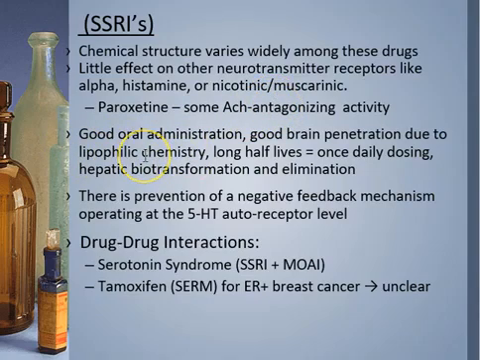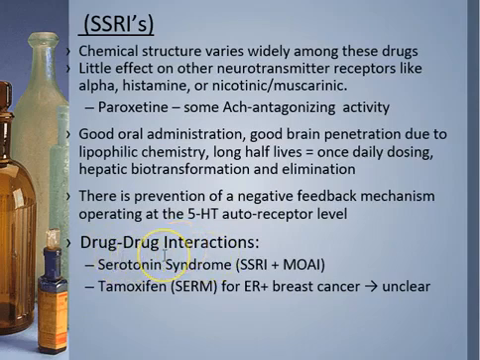But as a group, they offer good oral administration. They offer really good brain penetrance. So they get across the blood-brain barrier because most of their chemistry is lipophilic in nature. They do have long half-lives, and that lends itself to once daily dosing, which is really important for these patients as well. And there is a hepatic biotransformation component that we need to discuss, and we'll do so at the end of this lecture. There is a prevention of a negative feedback mechanism that operates at the serotonin autoreceptor level as well. There are numerous drug-drug interactions.